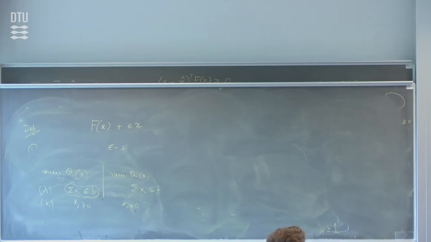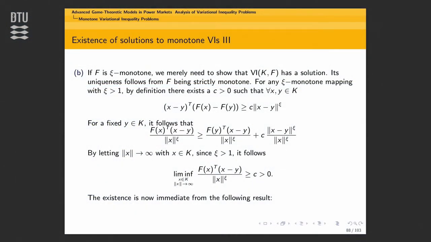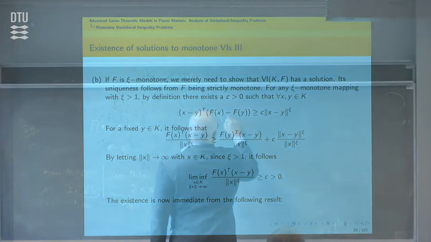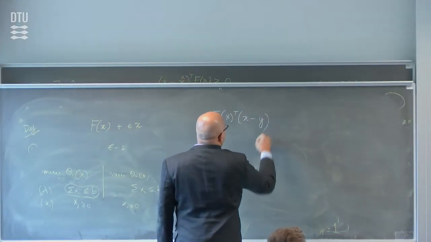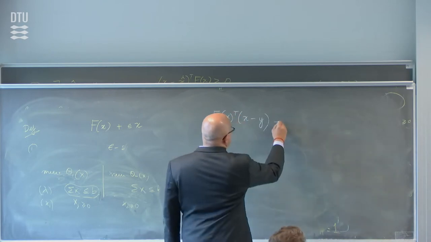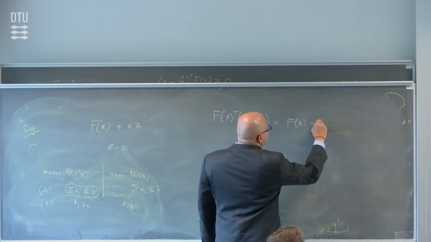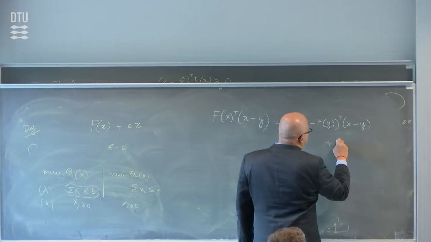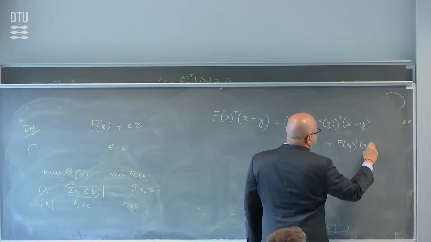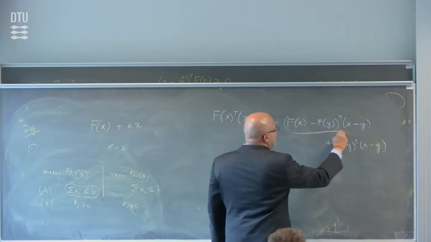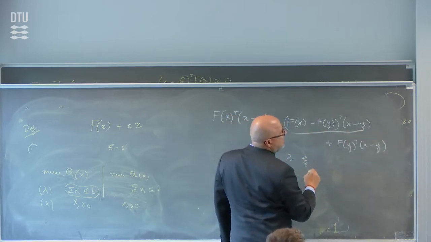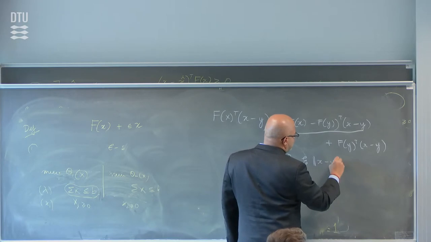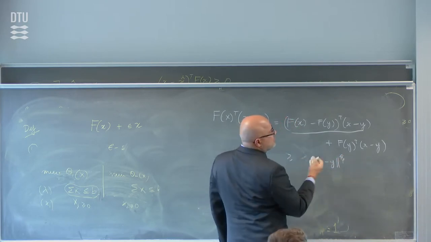So if you look at this, what you notice is that you can add and subtract. What you have is f of x transpose x minus y, which is the same as f of x minus f of y transpose x minus y plus f of y transpose x minus y. But now you have psi monotonicity, which means that this is greater than some c times x minus y raised to psi.